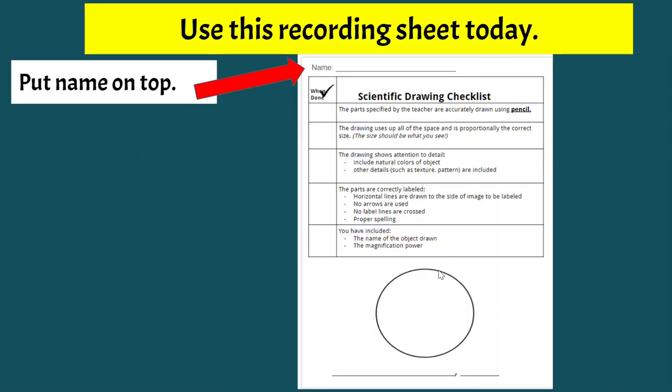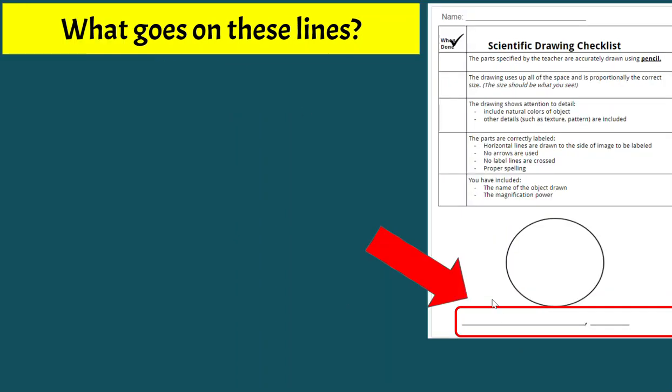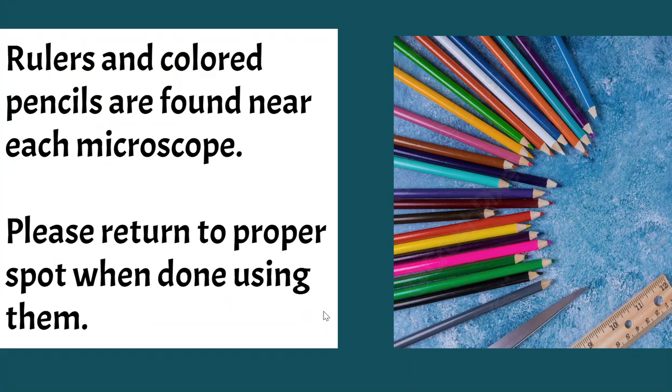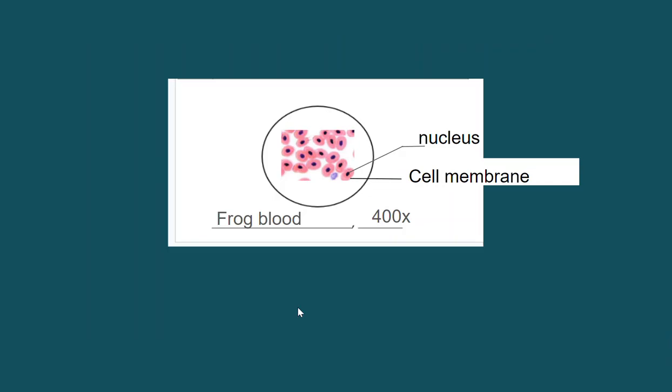Okay, when you are filling in your sheet and getting ready to draw, you're going to go ahead and put your first and last name on your page and your period number if you see an indication for that or it's helpful anyway. Then on these bottom lines, just underneath the circle, which is going to represent your field of view, you're going to put your organism name and the magnification. All right, there are colored pencils near the microscope so that you can try to be accurate with your drawings.